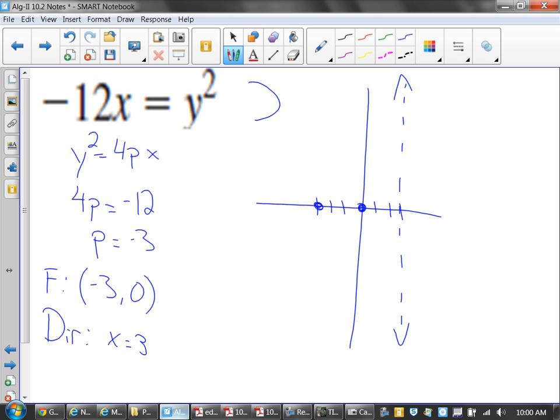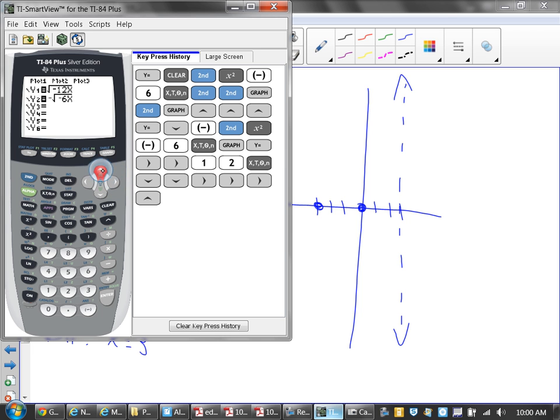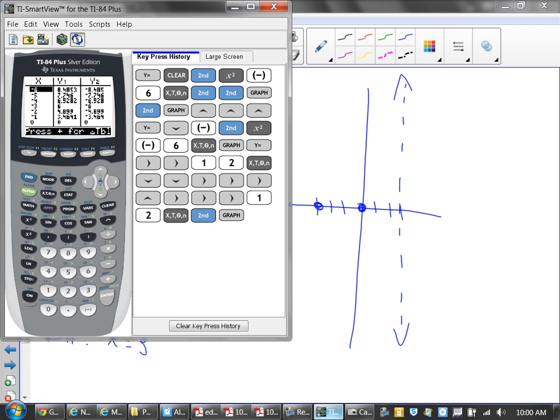And again, when I go to look at some ordered pair to help myself figure out how wide or how narrow it's going to be opening, I go to my calculator. You said at negative 3 it was 6? Okay. Did everybody, when you go to your table, use the negative? It was negative 12?